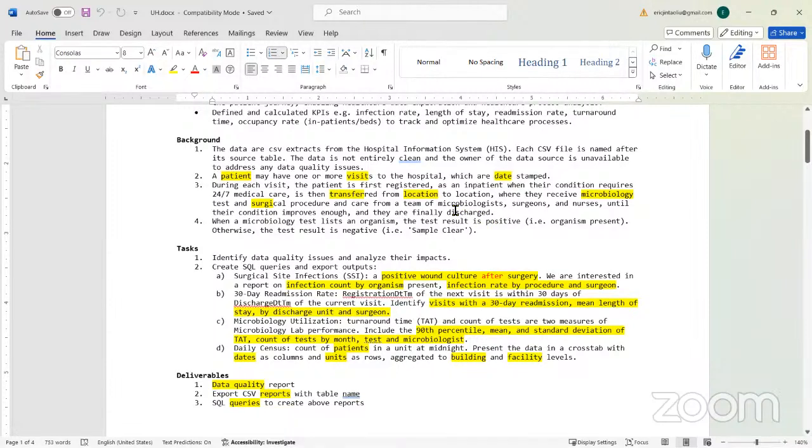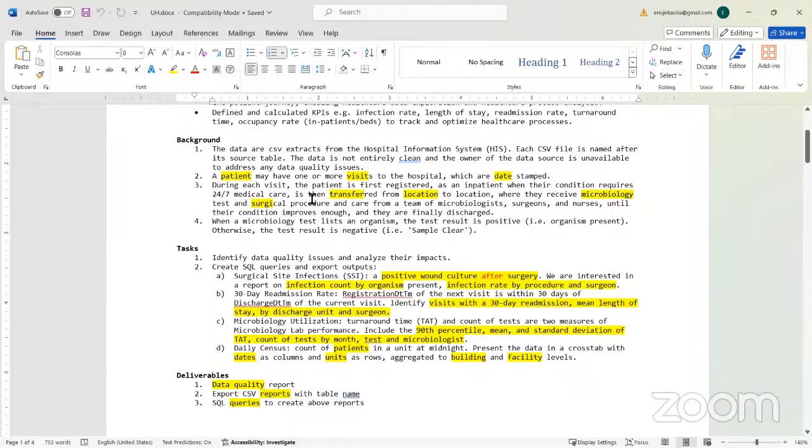The best way to understand the business is through the data. Data is actually a shortcut to understanding the business. Okay, so a patient can have multiple visits. And during each visit, the patient is first admitted into the hospital or first registered as an inpatient when their condition requires 24/7 medical care. So this is very, very understandable.